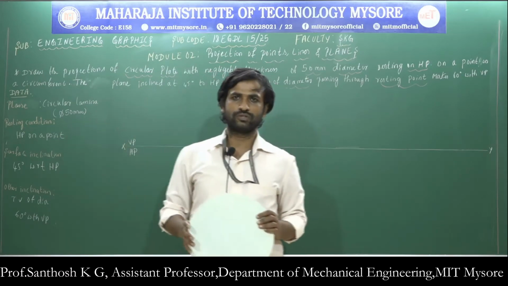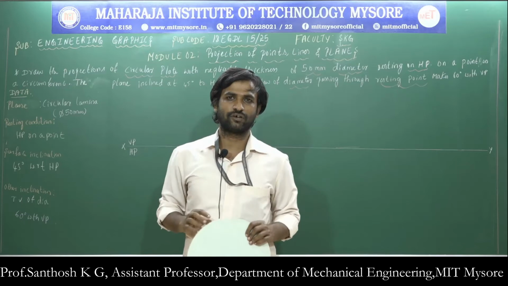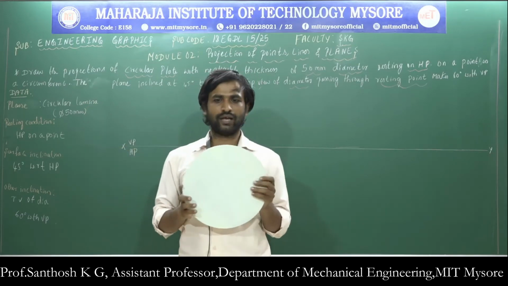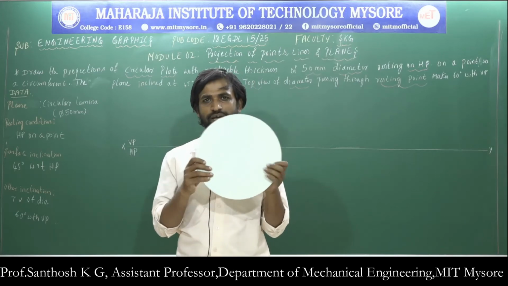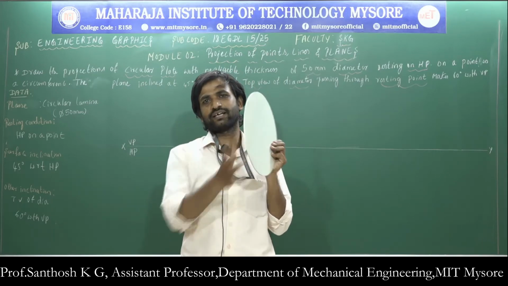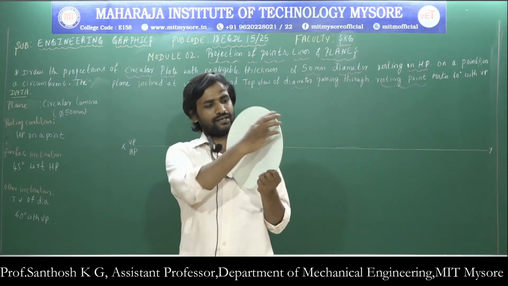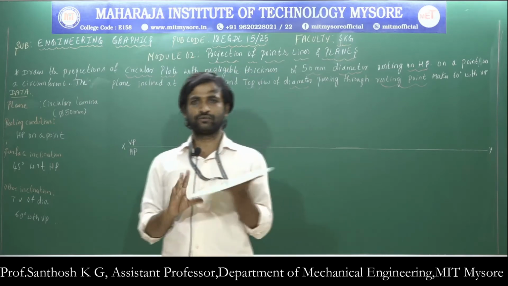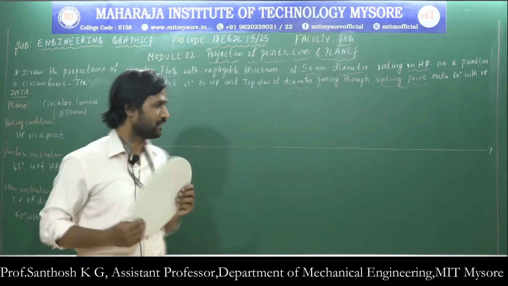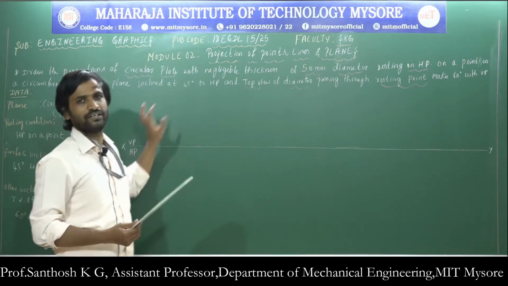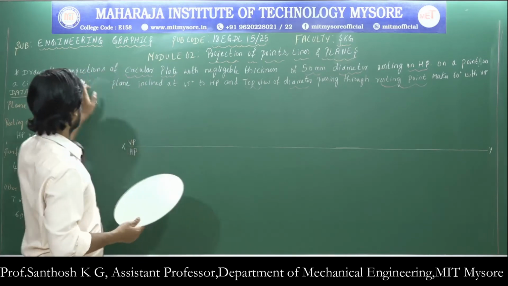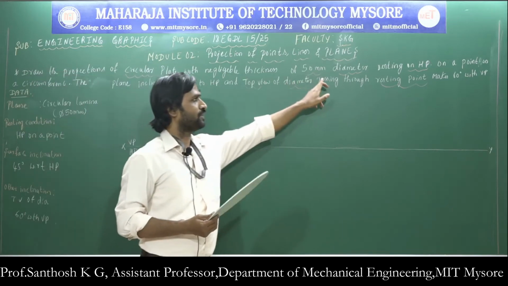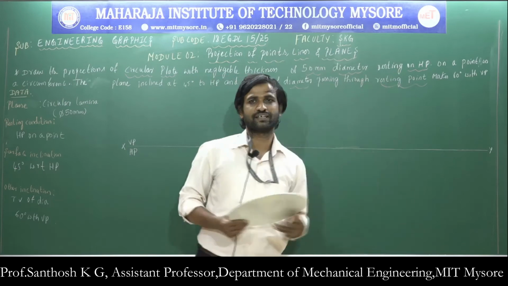Once you note the data, now let us try to solve the problem. So, the given lamina is a circular lamina. The circular lamina will look like this, and it is having the negligible thickness, and it is having certain amount of diameter. So, first we need to place the circular lamina either on HP or it should be placed on VP. So, the given condition is the circular plate of 50 millimeter diameter is resting on HP.